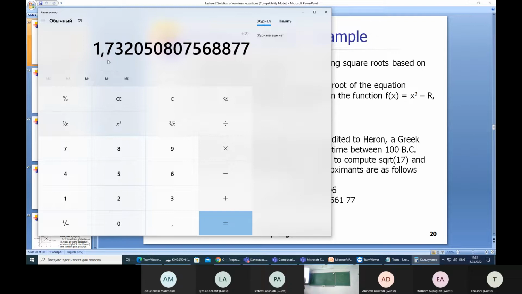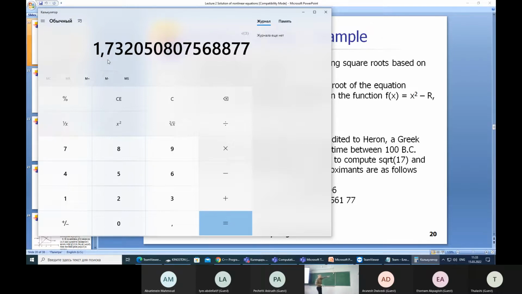And my point is that this value in the calculator is computed using this algorithm, because a computer can implement only the algorithm. It cannot compute square root. It cannot compute sine. It cannot compute cosine. It can just add two numbers, subtract two numbers, multiply and divide. And all of the functions are computed using these elementary operations: subtraction, division, multiplication.